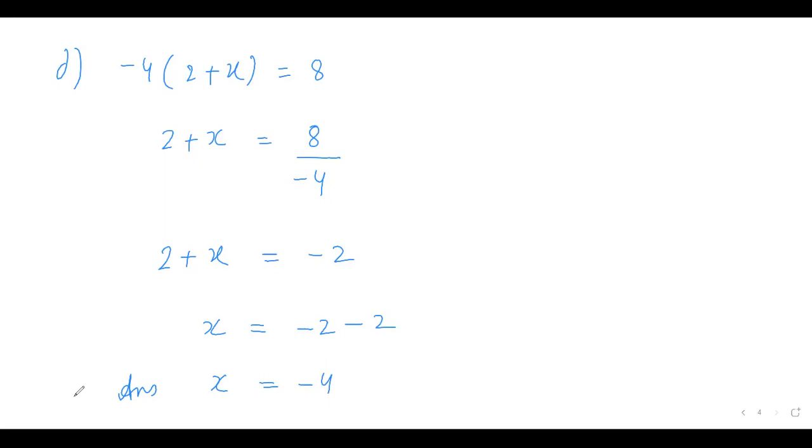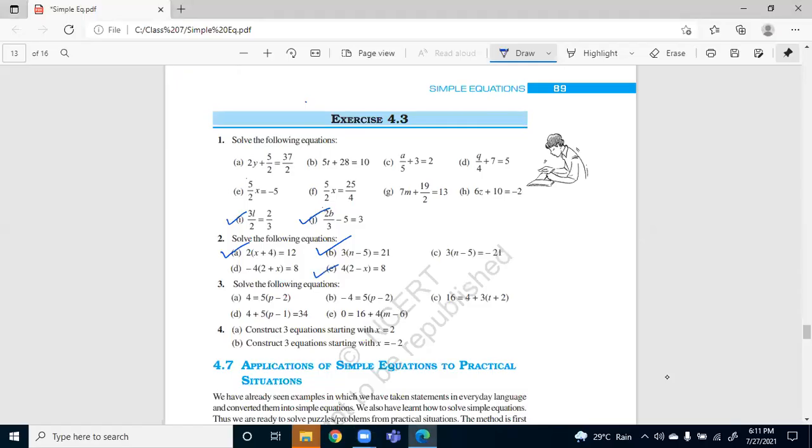Ma'am, done. Okay. So now I'm giving you both to try the E part. 4 into 2 minus x is equal to 8. So try it.